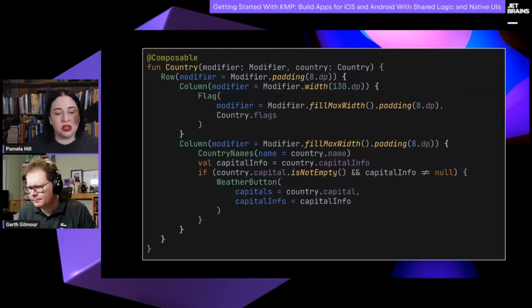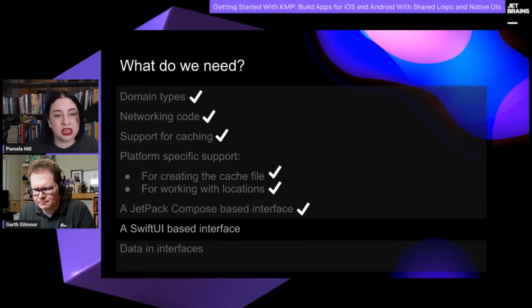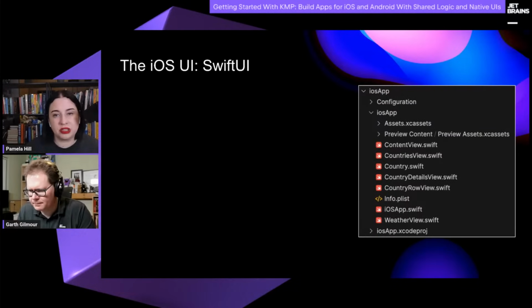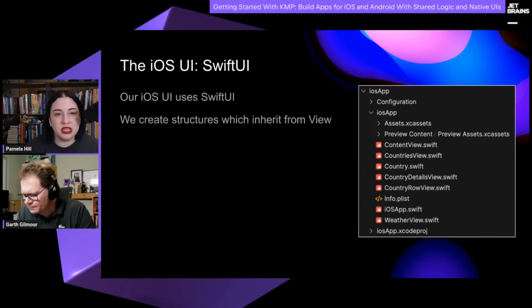So we have a horizontal structure with rows, and in the first cell we have the flag, and then in the second column we have the country names and then the weather buttons. And so that is basically how we would develop the Jetpack Compose interface. SwiftUI is a little bit more interesting if you've never seen it before. So once again, we're here in iOS app. We're looking at Swift files, and we're developing with SwiftUI. So we're going to create structures which inherit from View, and we then arrange them as a tree.